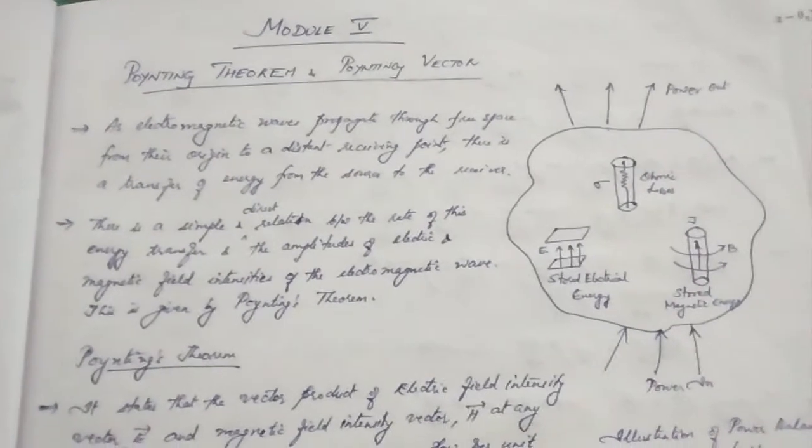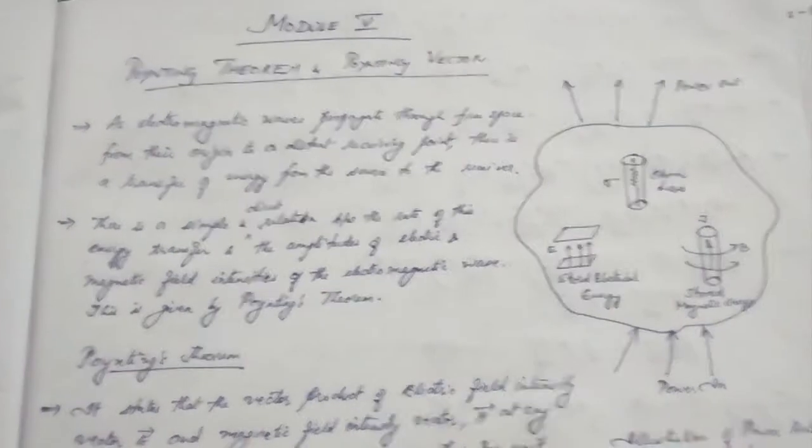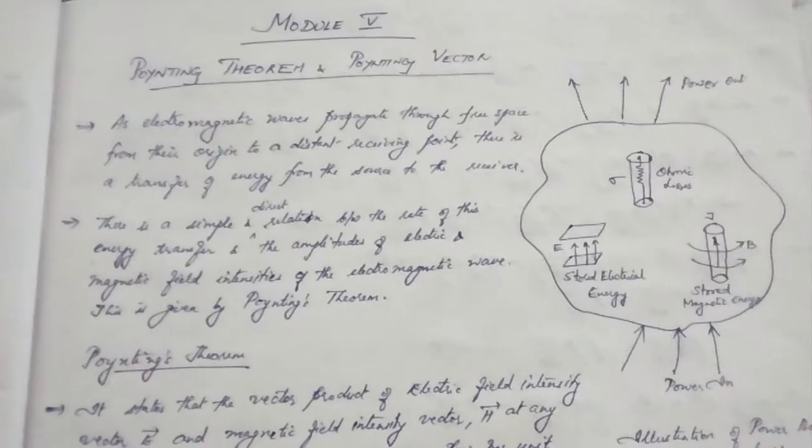Friends, welcome to module 5. Module 5 is dealing with electromagnetic waves. So now we are going to study a topic known as Poynting's theorem and Poynting's vector.